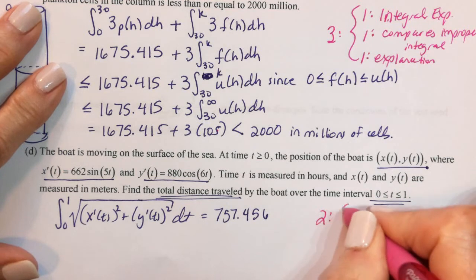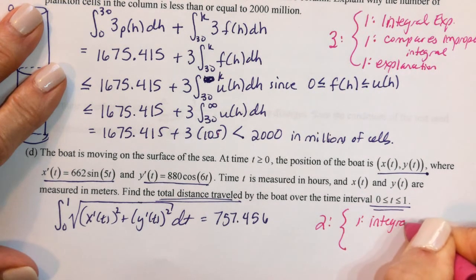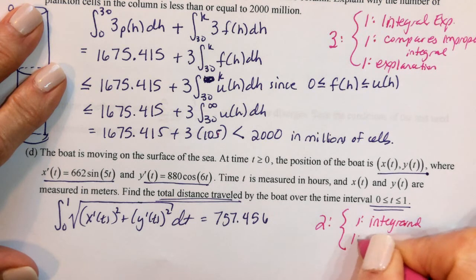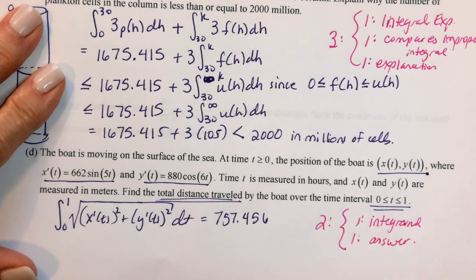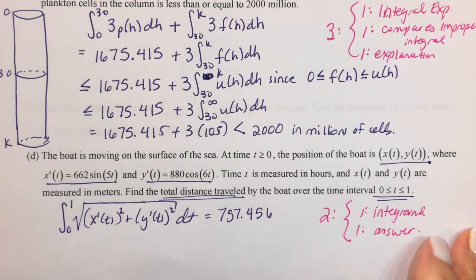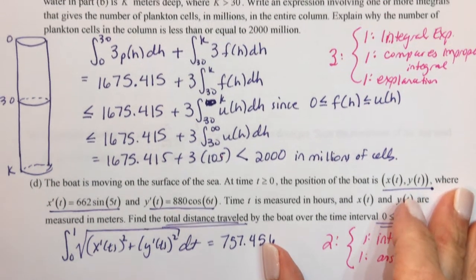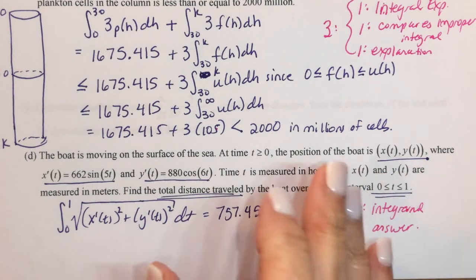This was worth 2 points. 1 point for the integrand. 1 point for the answer, the total distance. This was a rather long problem. When did we use our calculator? We did use it quite a bit. The only part that we didn't use it was part C this time.